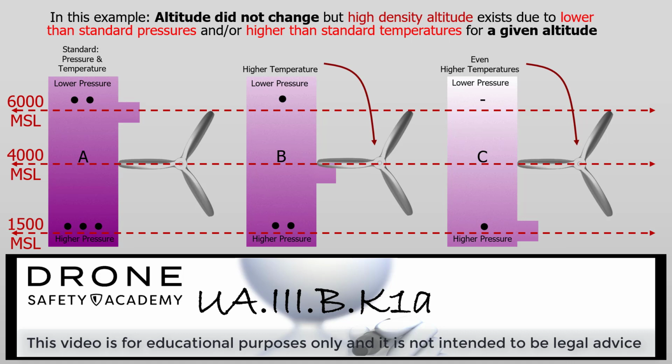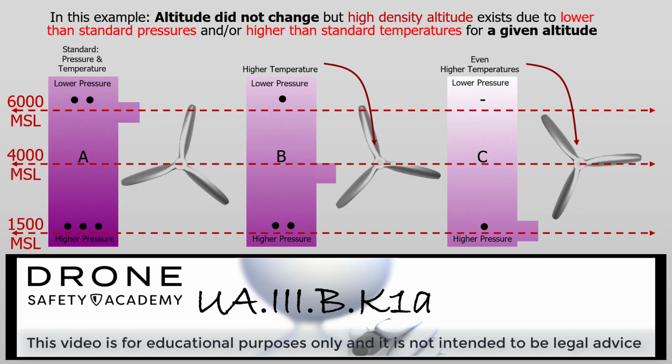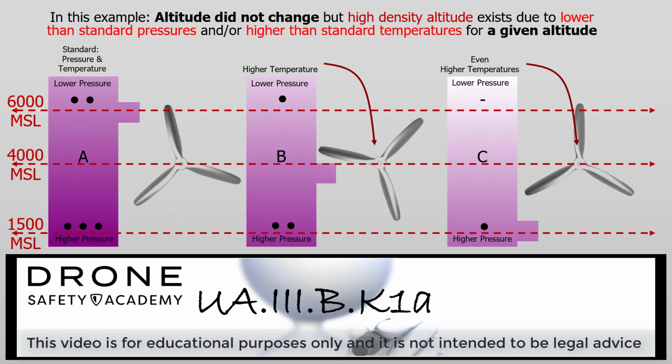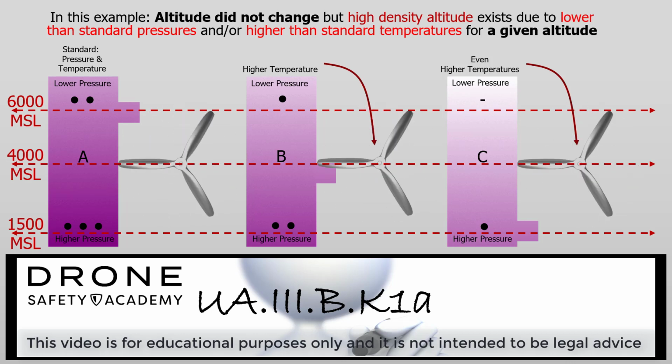In this example, we have three different scenarios. We have a standard pressure and temperature in column A, and in columns B and C, we have high density altitude situations. For the engines or propellers that are the examples here, they will all be represented at 4,000 MSL. But we're going to see how these engines have to perform under high density altitude conditions. Engine C has to work harder than engine A or B, and B has to work harder than A. That's because engine B and C have to work harder to push more molecules.